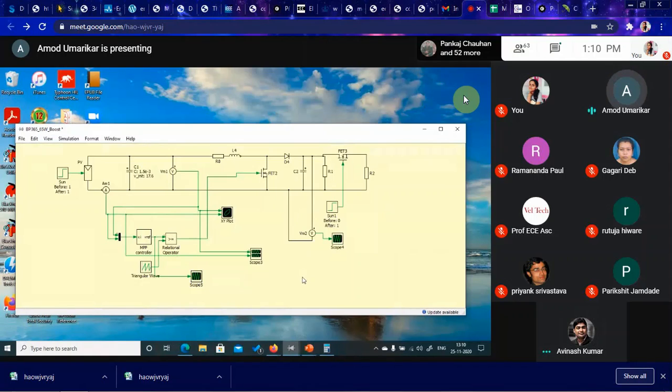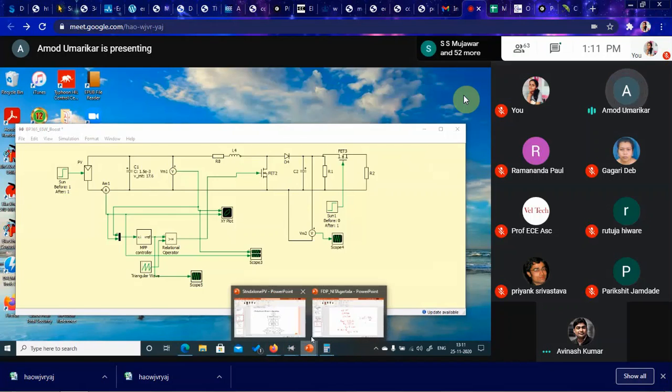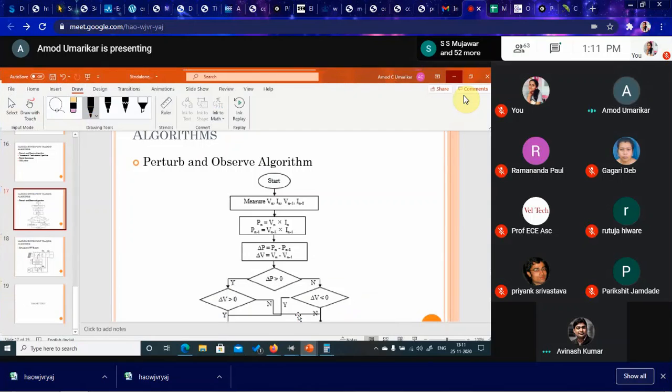I hope you understood how to find an MPP of a given point, and how to achieve it. Is it clear? Okay. So in this way we can do the things. Okay.